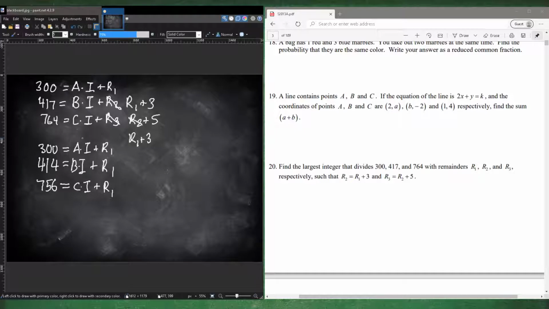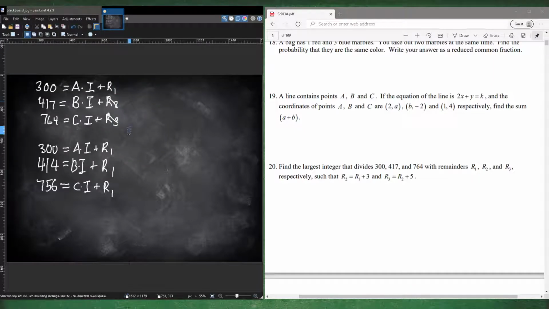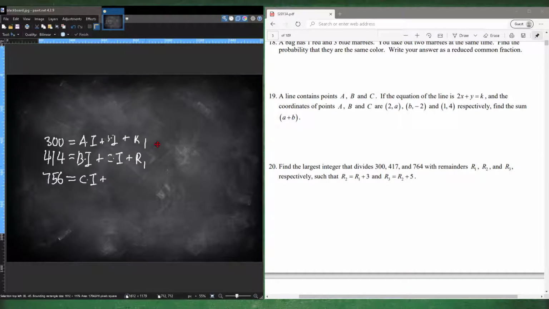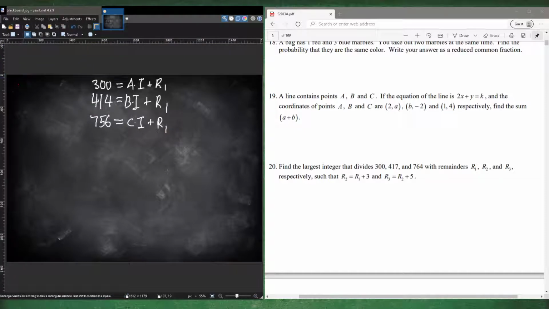Okay, so how do we get rid of the remainders? What we could do is subtract each of the 3 numbers by another number. Usually I like to keep the numbers positive, so I'm going to subtract 414 by 300, so that's 114. And the remainders cancel each other out, and BI minus AI equals B minus A times I.